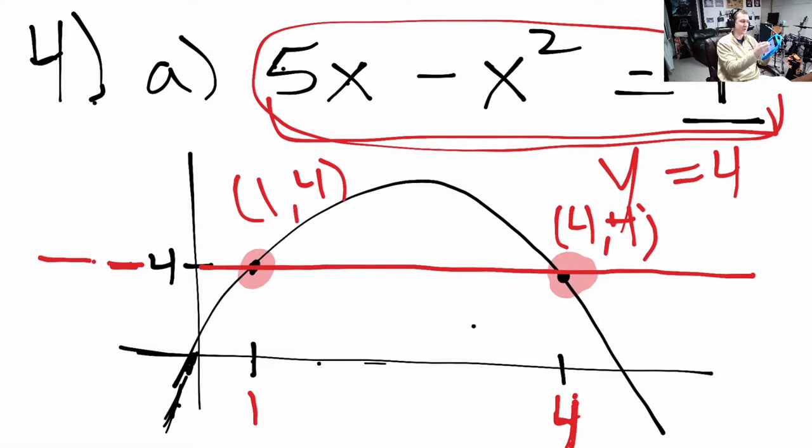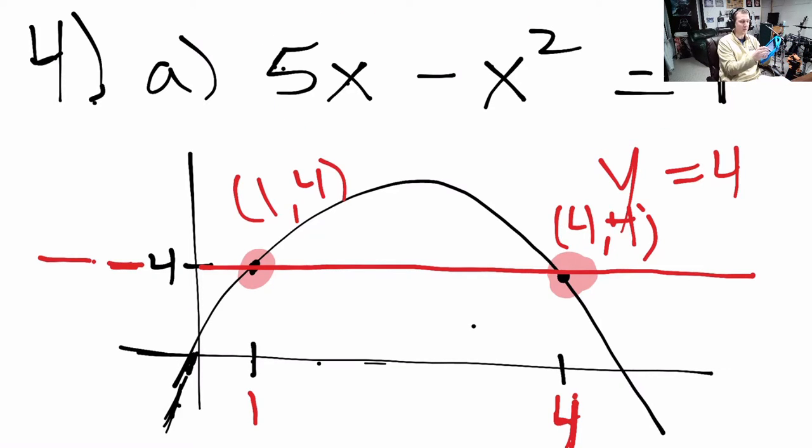Right, there's no y's in here. There's no y in this equation at all. So if there were, then we would be looking for the whole coordinate. We'd be trying to include all of the information that we could, but there's no y. So what are we looking for? We're looking for these x coordinates.